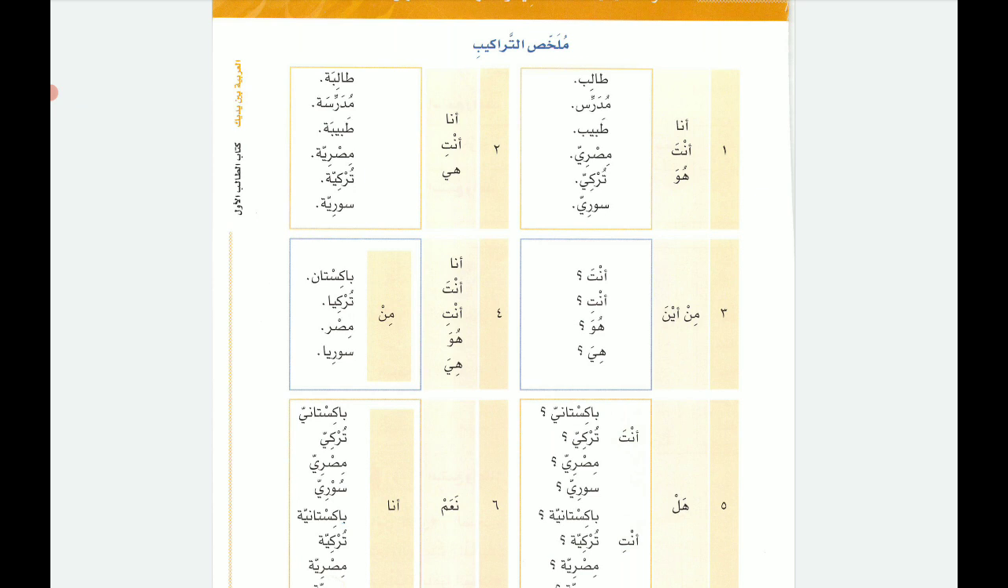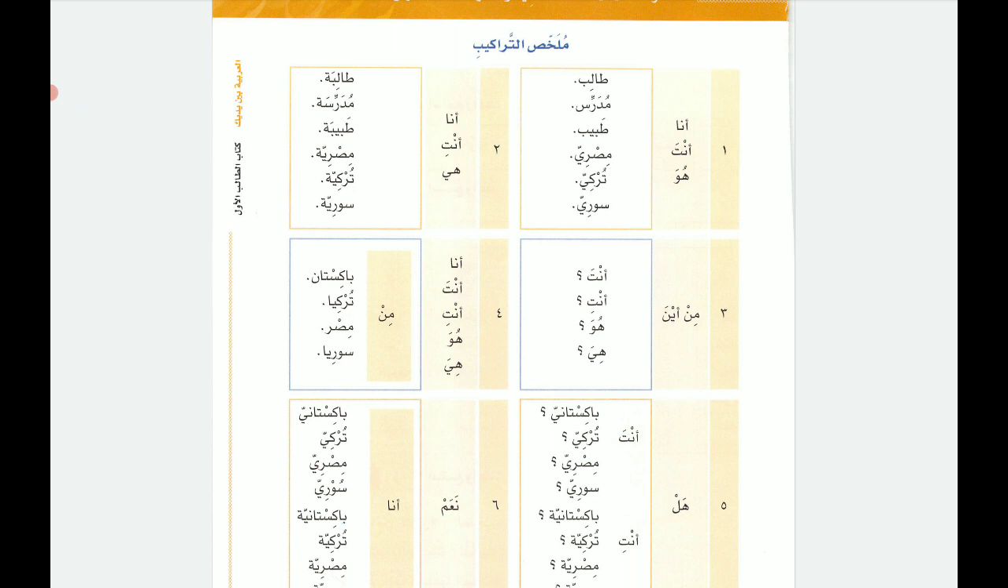Then you have pronouns that are for 2, and pronouns that are for 3. So you can say Ana Talibun, I'm a student. Or Anta Talibun, you are a student. Huwa Talibun, he's a student. Ana Mudarrisun, I'm a teacher. Anta Mudarrisun, you are a teacher. Huwa Mudarrisun, like that. And then go to the right, number 2.